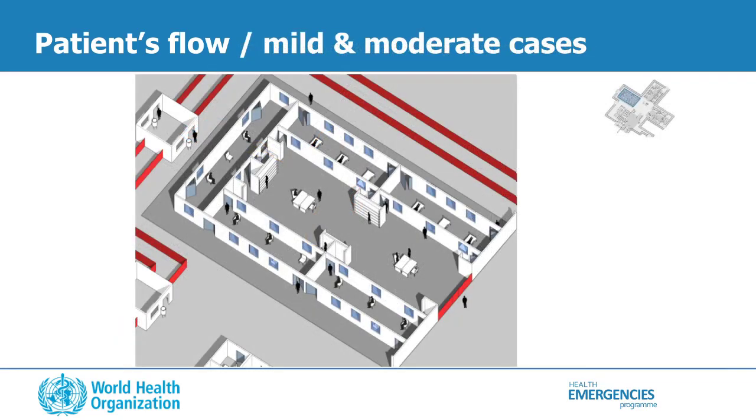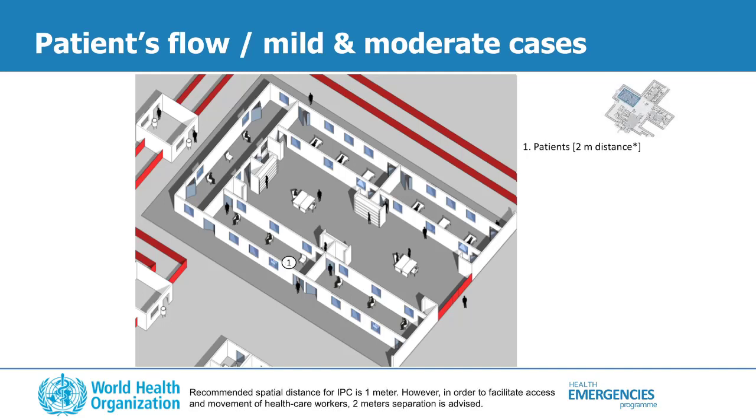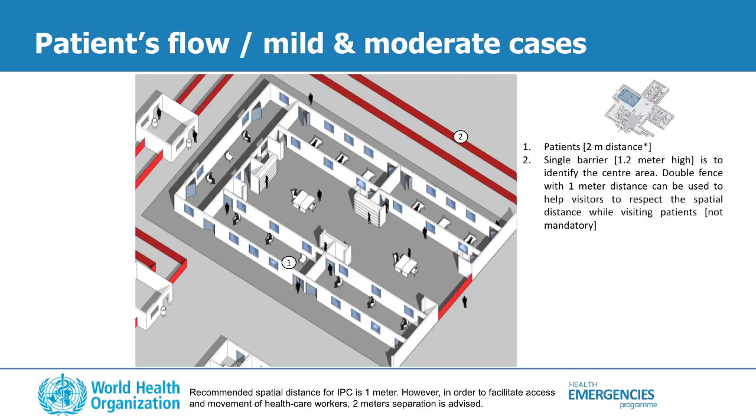Here we'll look in detail at the mild and moderate wards. Patients have at least 2 meters in between them: 1 meter as an infection prevention and control measure, and 1 meter to facilitate healthcare worker movement. And if you see at number 2, this is a single barrier of about 1.2 meters high. Although not mandatory, a double fence with 1 meter distance can be used to help visitors respect the spatial distance while visiting patients.